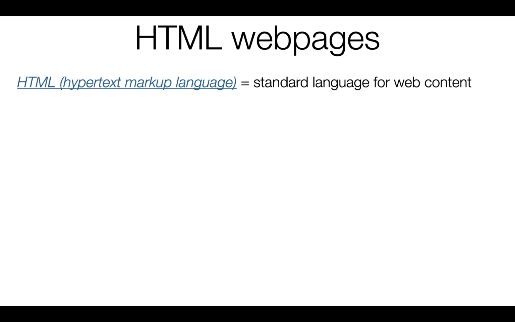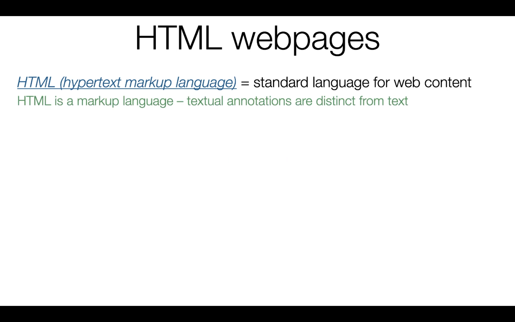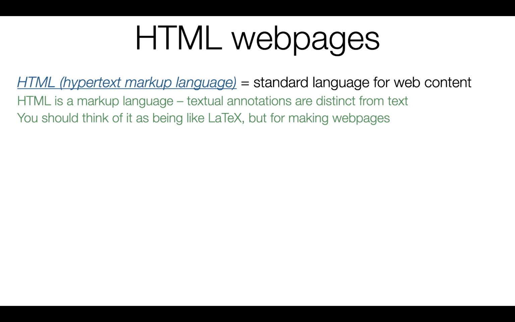HTML, the hypertext markup language, is the standard language for web content. It's a markup language, so its textual annotations are distinct from the text itself, and you should think about HTML just like LaTeX. The difference is, instead of making PDFs, it's going to make web pages. Whereas the LaTeX compiler would convert a .tex document to a .pdf, the web browser is going to convert a .html document into the visual web page that you actually see. It does a lot of other things, but that's the main point on the front end.